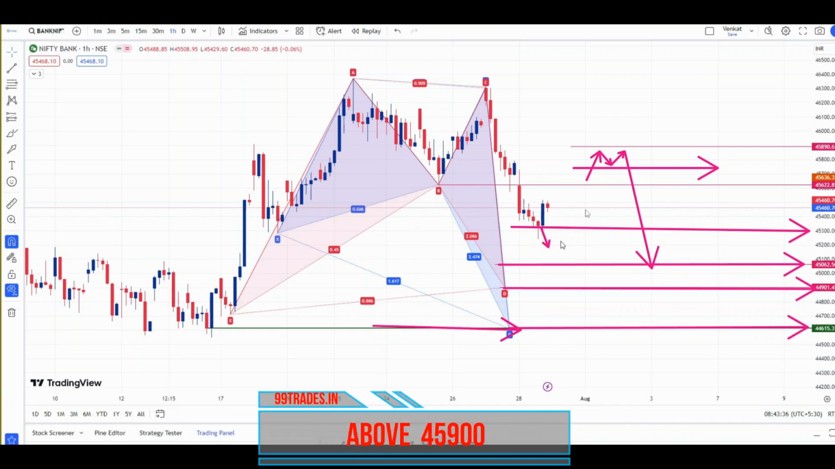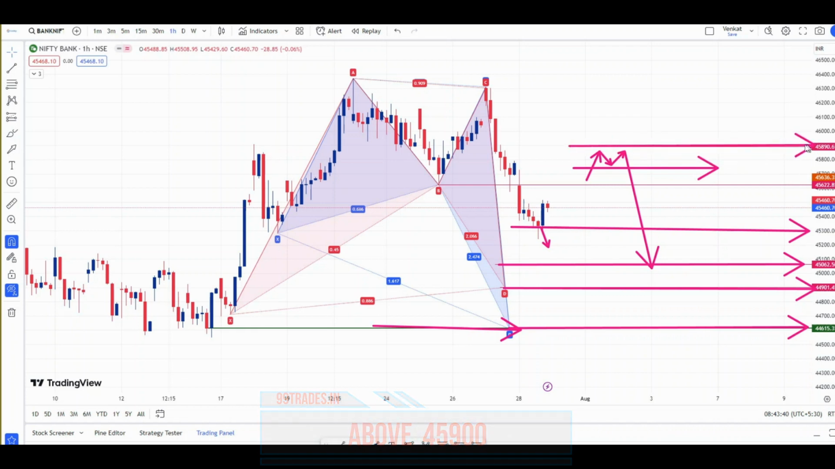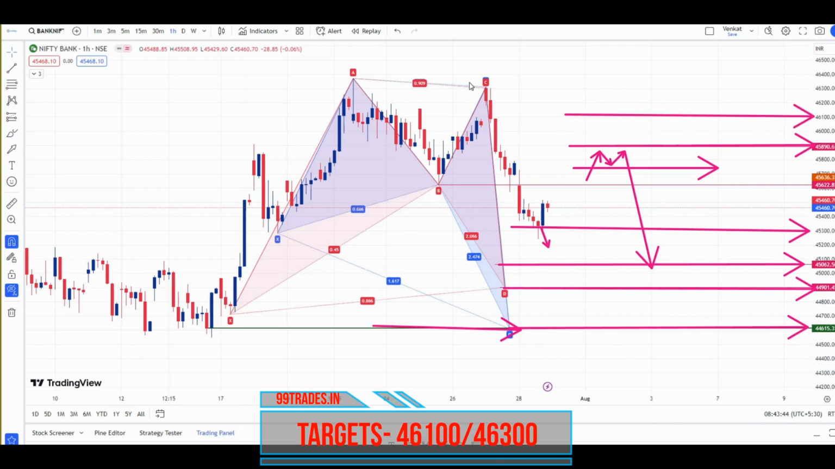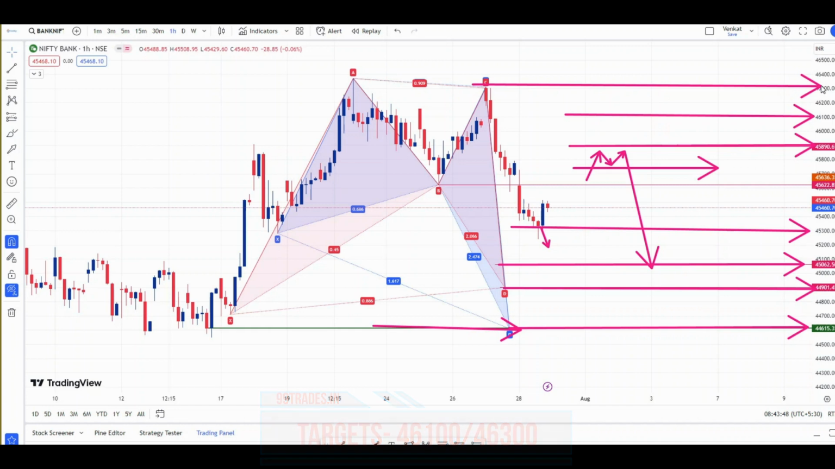And on the upside, long will be above 45,900 only, and our first target will be 46,100, and the second target will be 46,300, which is the all-time high. These are the levels for Bank Nifty.